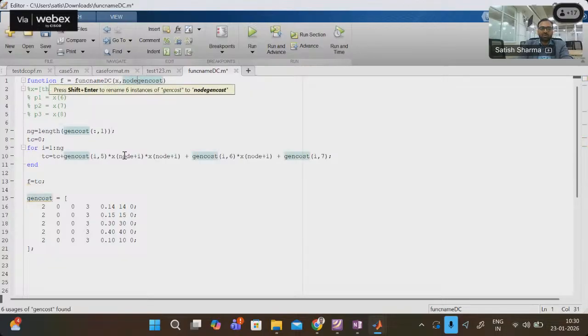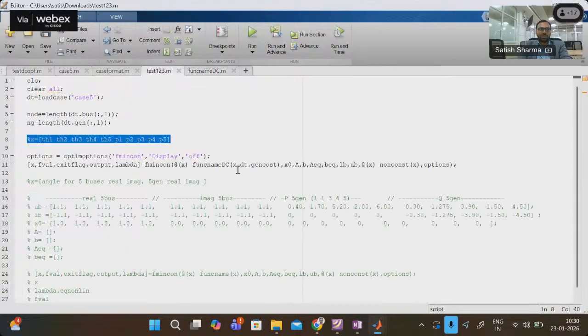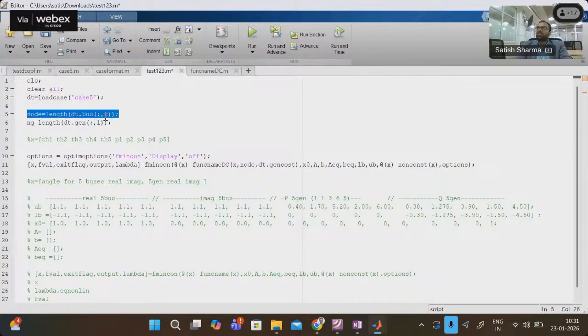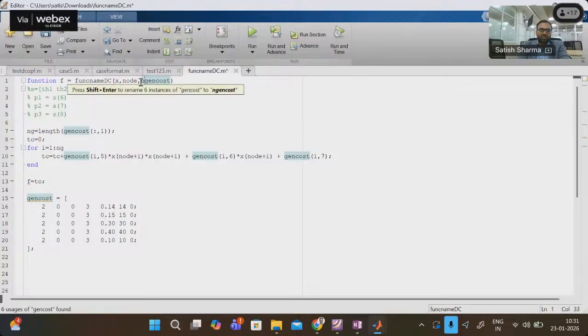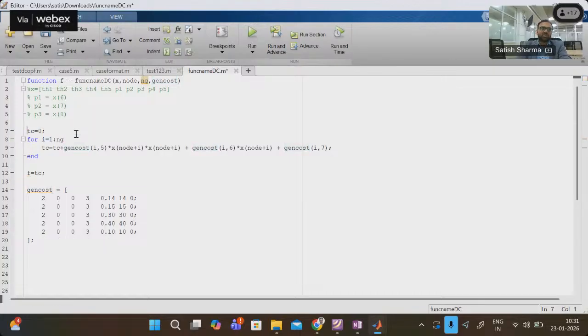I have calculated nodes in the very first main file, so I will take it as an input from the main file. I can do this here in the main file: let's provide node as well, which we have calculated here in the fifth line, right? And we have also calculated the number of generators, so we can supply those as well. So let me supply number of generators here as well. And in the function I can get the number of generators as well, and then I don't have to calculate it, so I can remove this particular part. Is this clear so far?